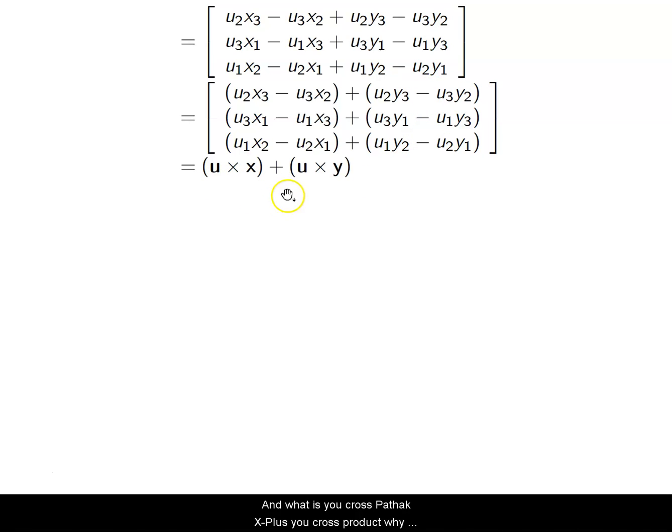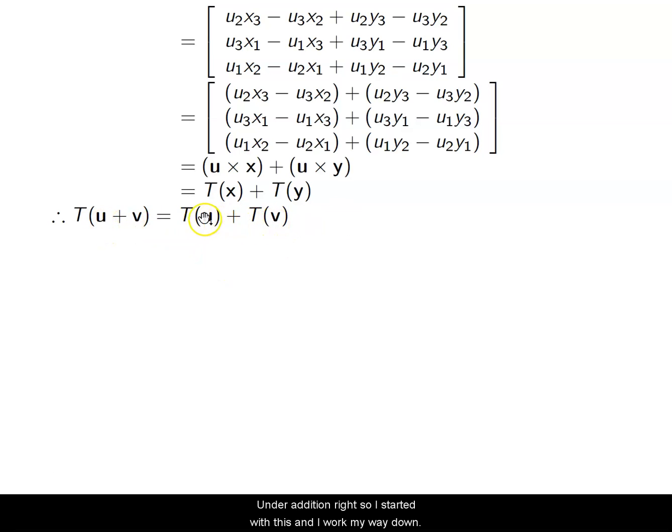And what is u cross product x plus u cross product y? That is just the transformation of x plus the transformation of y. So that's that first portion, that closure under addition, right? So I started with this and I worked my way down to this. Okay, so remember, we are not done now. We just showed one of the two properties that we need, right? Just because we got to some sort of a conclusion, that does not mean that we're finished, right? So the next thing that we need to do is show the closure under scalar multiplication. So what does it look like if I plug in r times x?